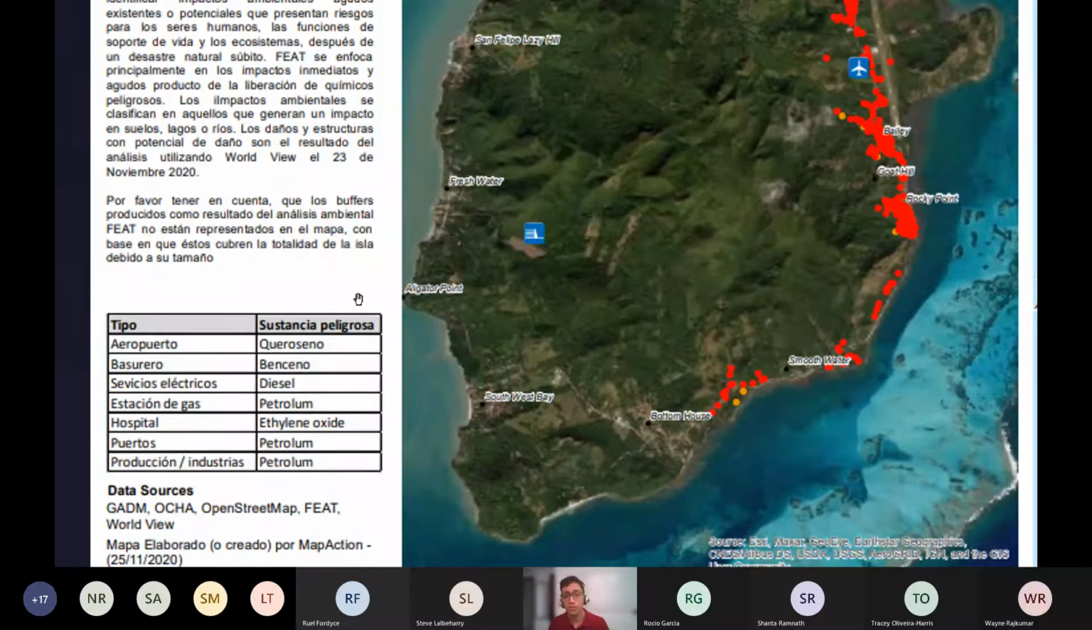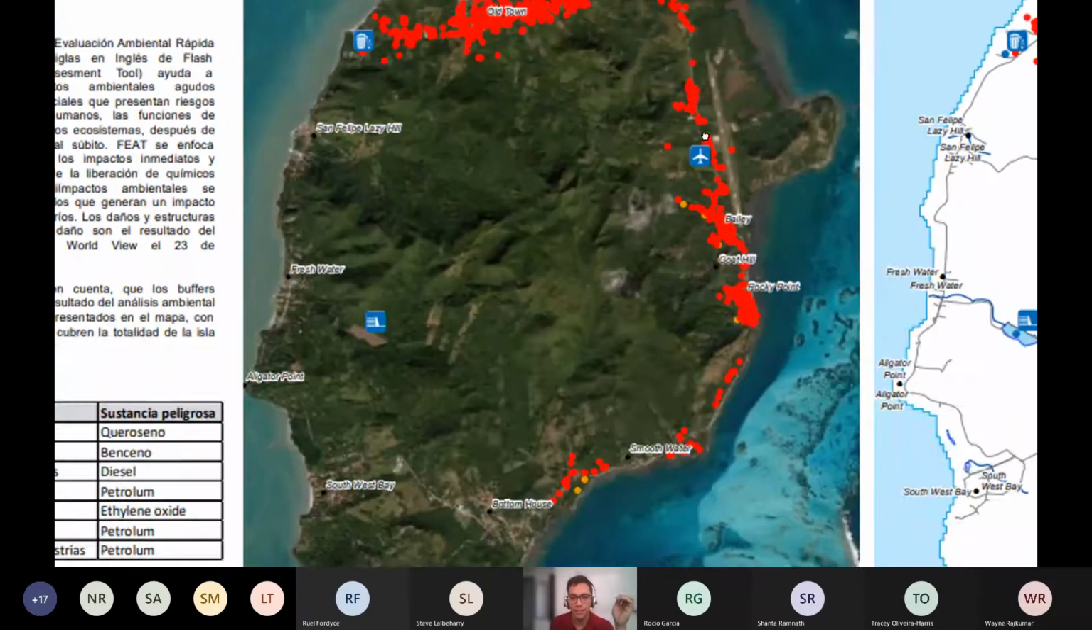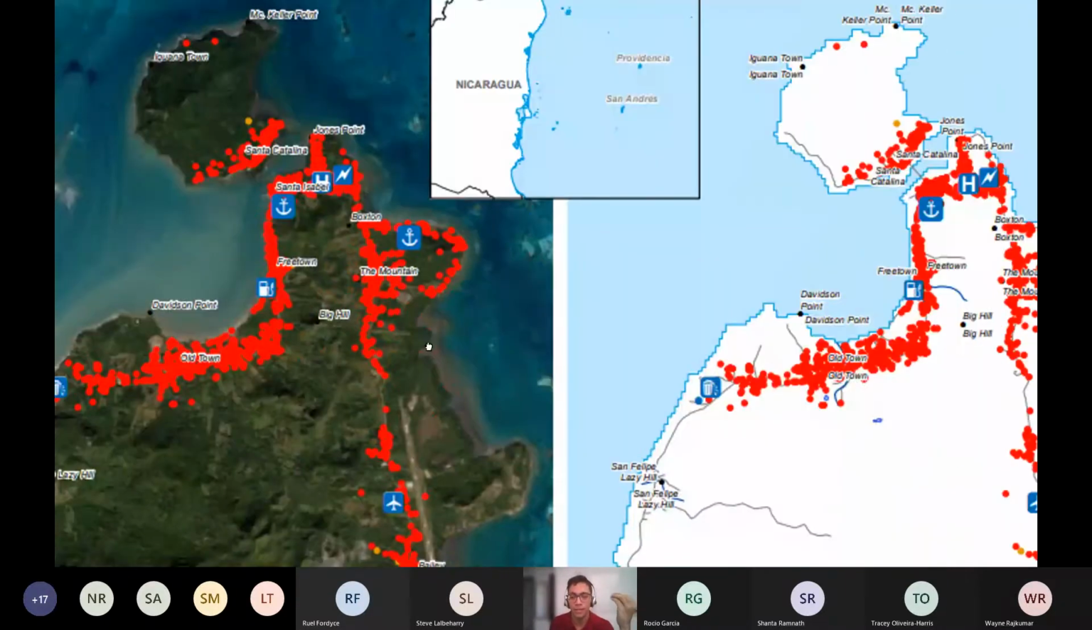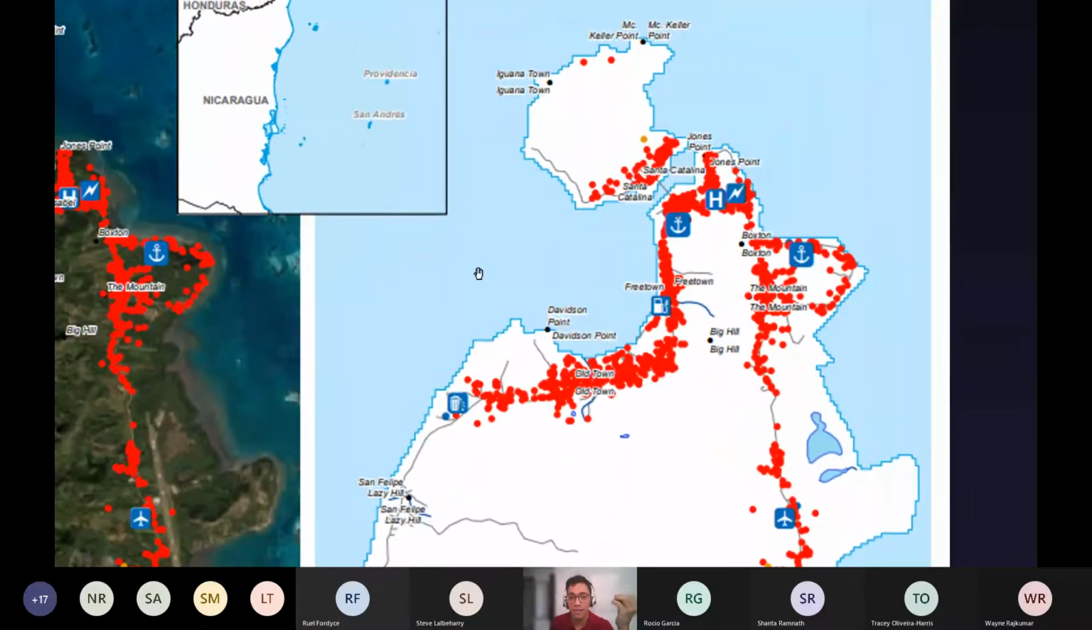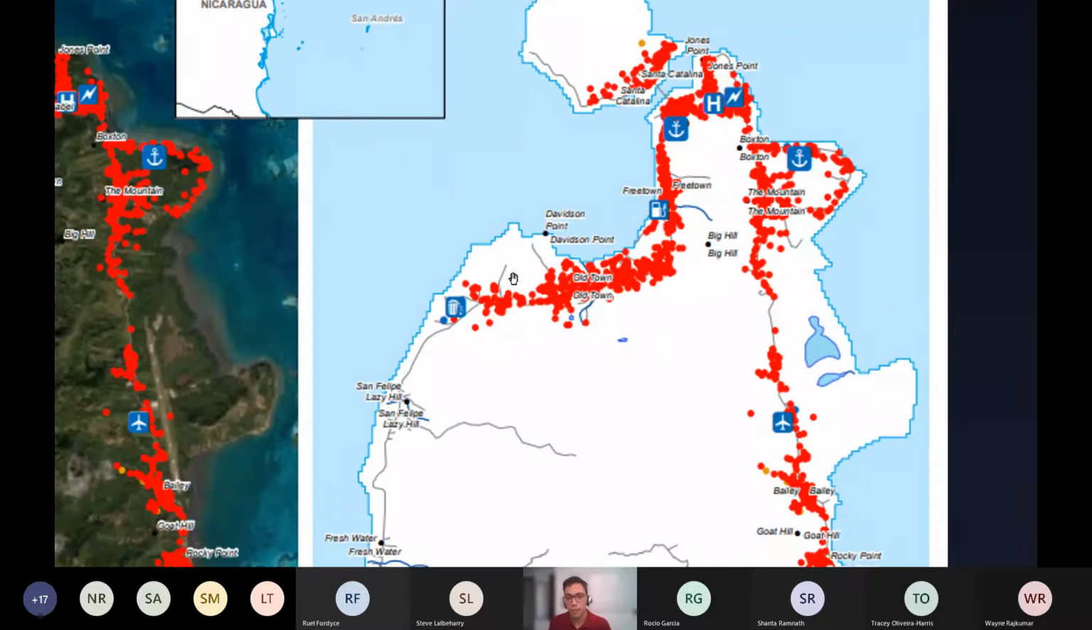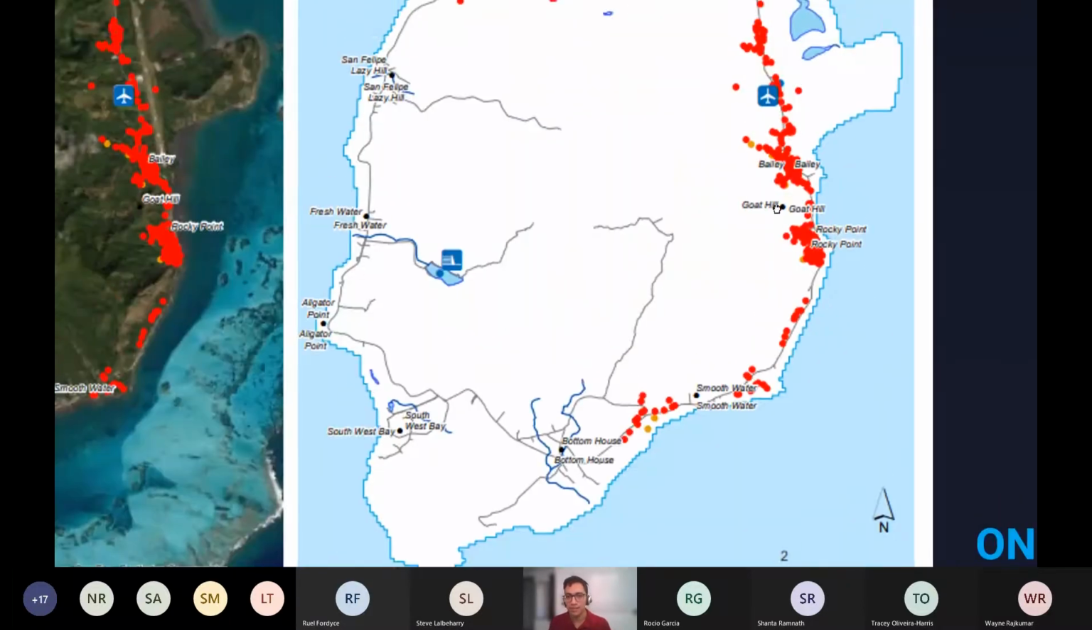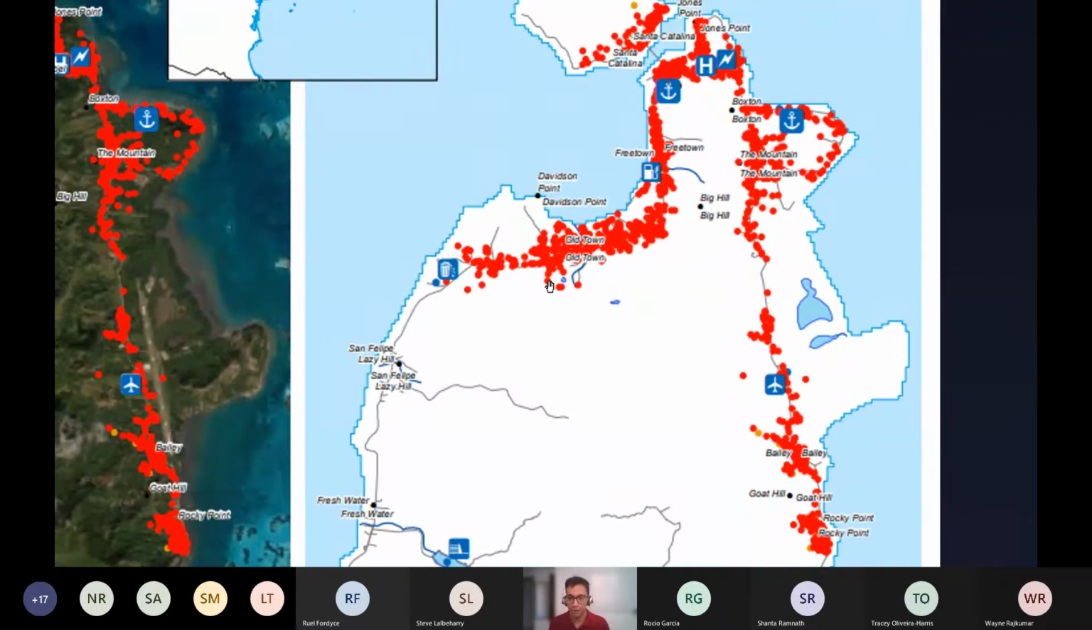And the chemicals or substances were kerosene, benzene, diesel, petroleum, ethylene oxide, and we mapped everything like this, which is very helpful because it helps you identify where the probable risk areas can be, where to locate the efforts, maybe where to put some containment barriers, where to move people away temporarily so they probably won't be killed or affected in their health. So this is very useful because it gives you the distances, and you can map the points where everything is located that could be hazardous for the people and the environment.